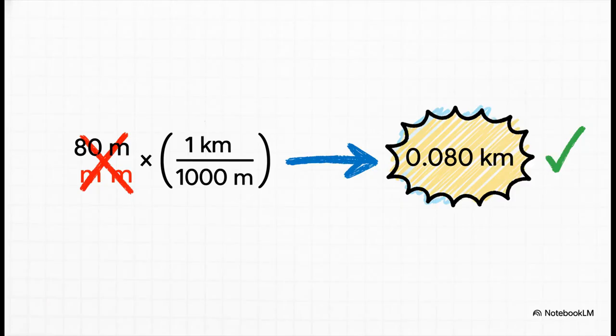And just like that, the m for meters on top cancels out the m on the bottom. The only unit left standing is kilometers, which is exactly what we wanted. A little quick division, 80 divided by 1,000, and we get our answer, 0.80 kilometers. It's simple, it's clean, and it's basically error-proof if you just follow the steps.